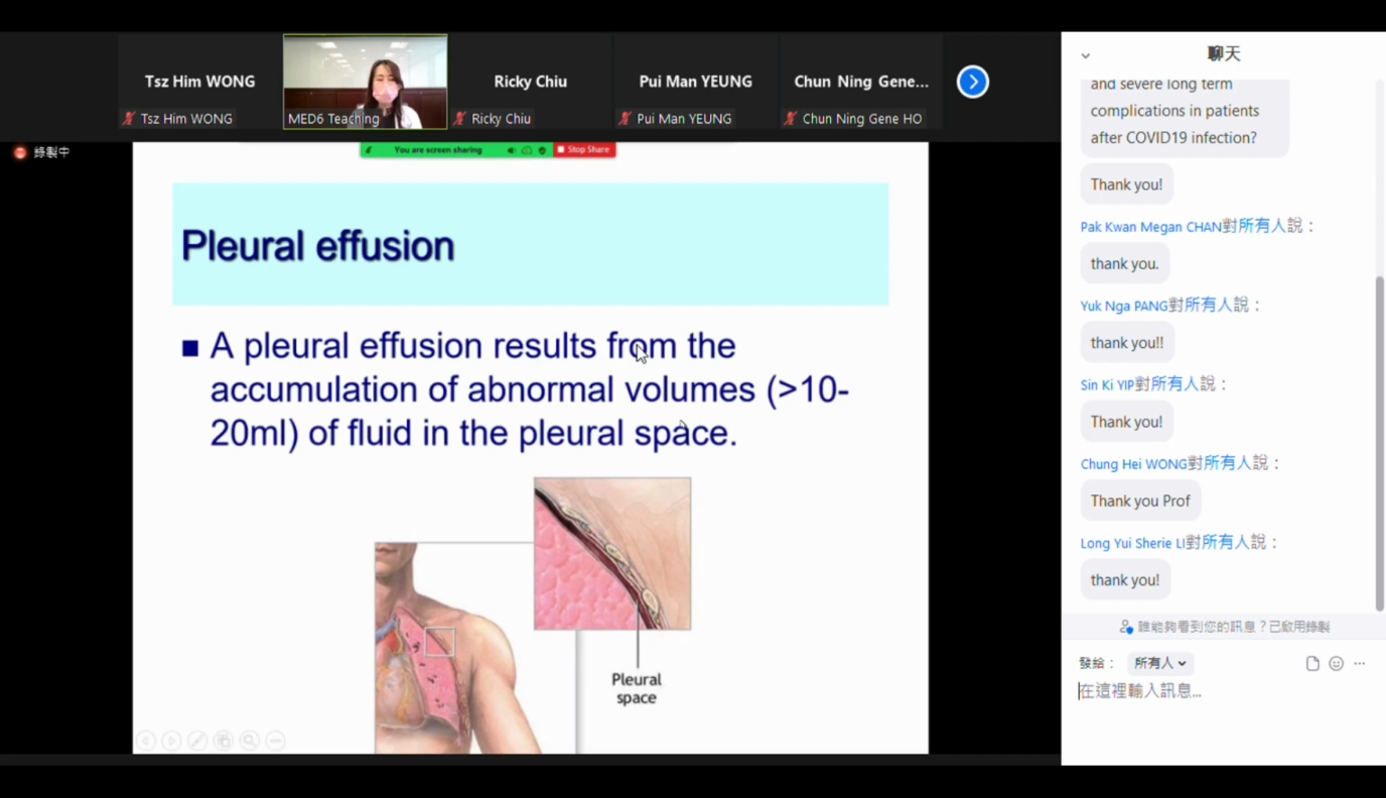So I will go into the second topic, pleural effusion. Pleural effusion is very important in pleural disease and a very common condition. So what is the definition of pleural effusion? That means there's extra fluid accumulated in the pleural space. Usually in the pleural space, there are around 20 ml of pleural fluid physiologically, to act as a lubricant when we breathe.